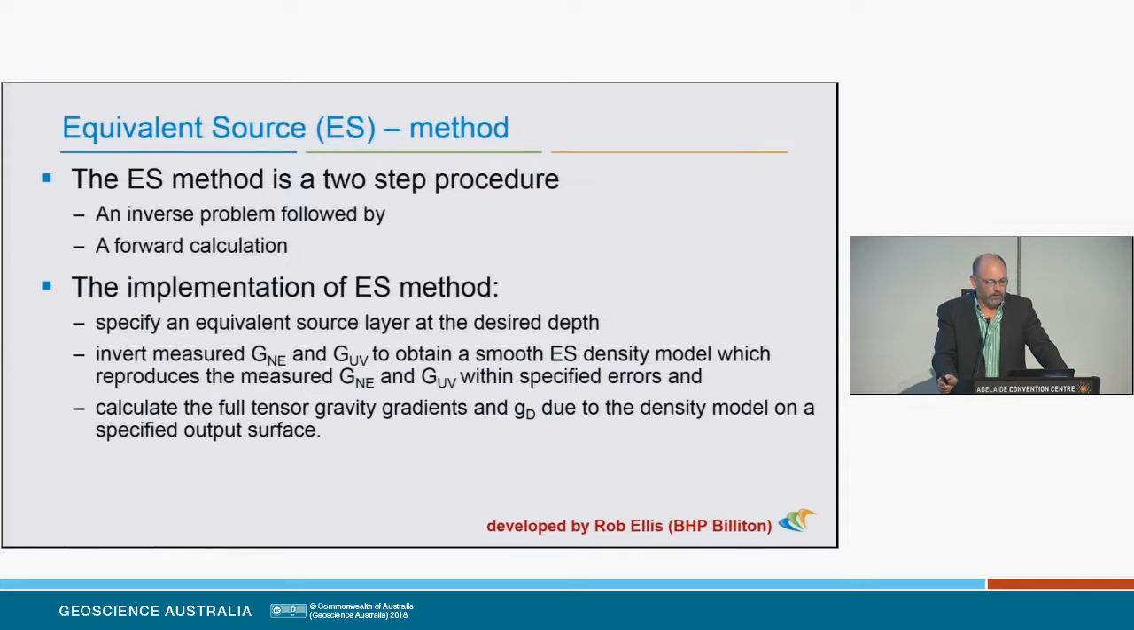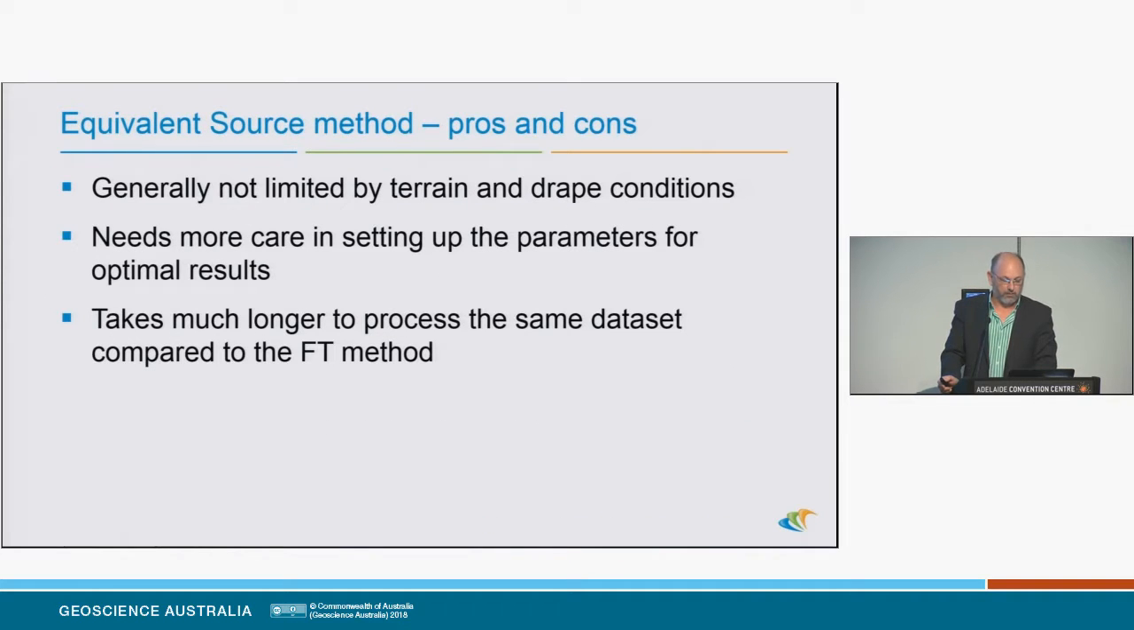So we specify an equivalent source layer at the desired depth. Typically that's roughly the surface of the Earth, sometimes a little bit below that. We then invert the measured G&E and GUV data to get a smooth density model which reproduces the measured data within some specified errors. And then we calculate from that density model the gradient components and gravity itself on some output surface, which is usually the flight surface.